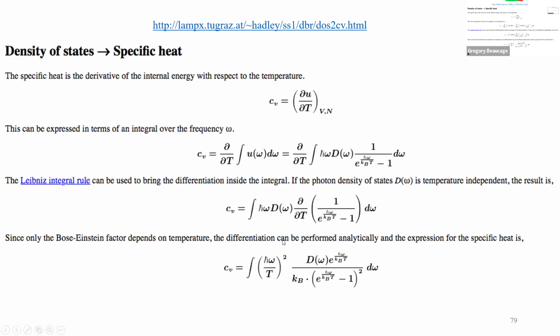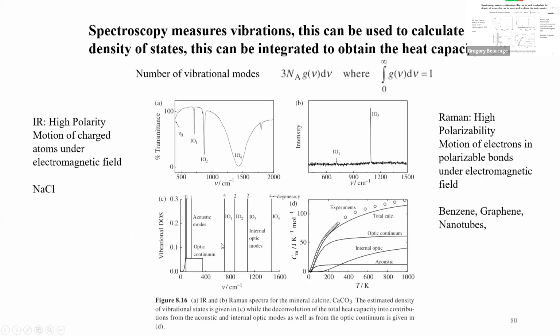Anyway, it's just this integral, the Einstein equation for heat capacity with the density of states, integrated to get the heat capacity, right? And then you get the heat capacity from the spectroscopic measurements. An advantage of that is, if you know the mode's vibration, you can say what contribution each mode has to the heat capacity at each temperature.